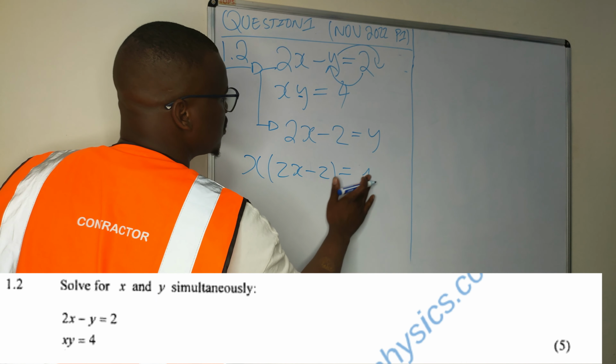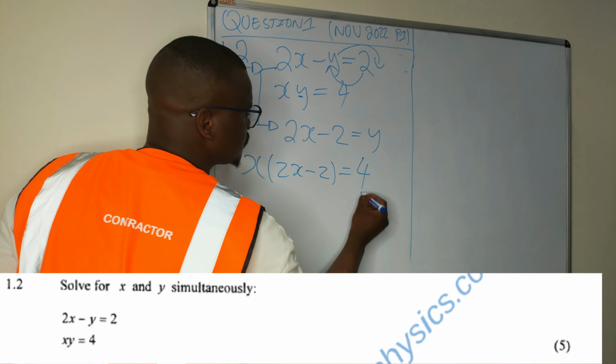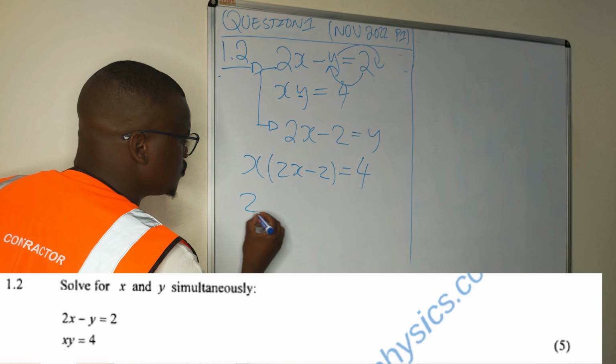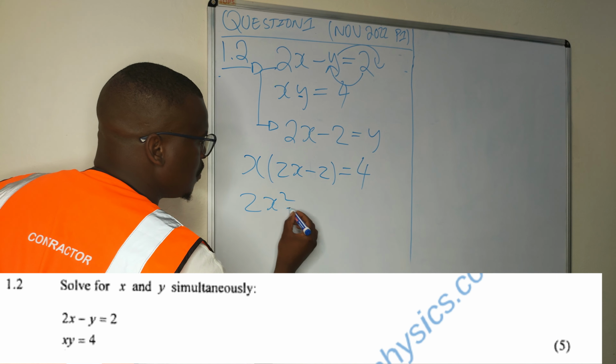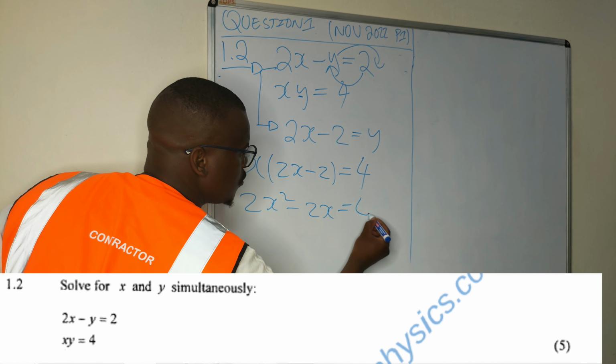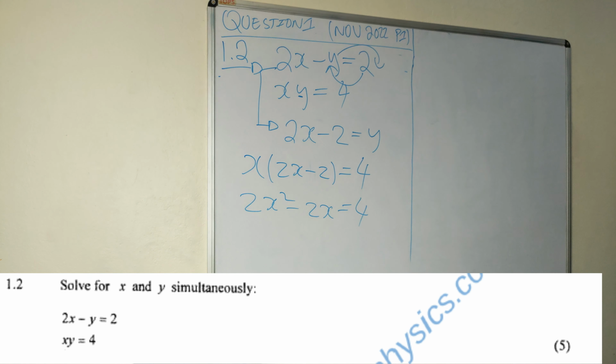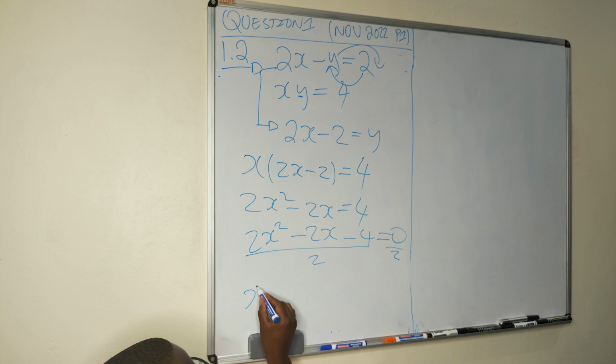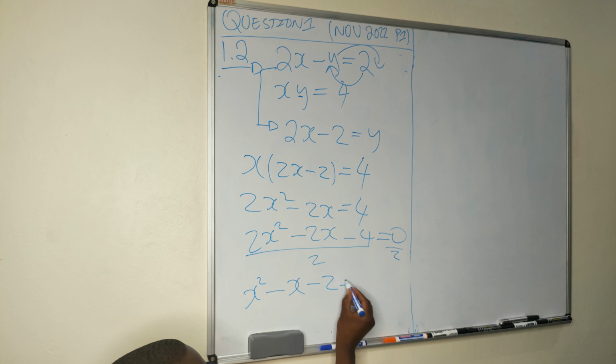Sorry, it's equal to 4. It's equal to 4. What do I have? I have 2x squared minus 2x is equal to 4, right? I have 2x squared minus 2x minus 4 is equal to 0. I transpose the 4 to this side. So I can divide by 2. Divide by 2. What do I have? I have x squared minus x minus 2 is equal to 0.